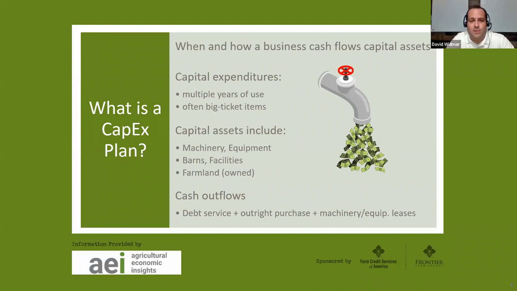So a few examples to think about: machinery and equipment. This is the one that comes to our mind first, the one that people think about most frequently. But it could also include barns and facilities, especially if you're a livestock producer or you have a lot of grain storage on your operation. This could be part of that CapEx plan. And also maybe farmland that you own. That can be another big part of your CapEx plan.